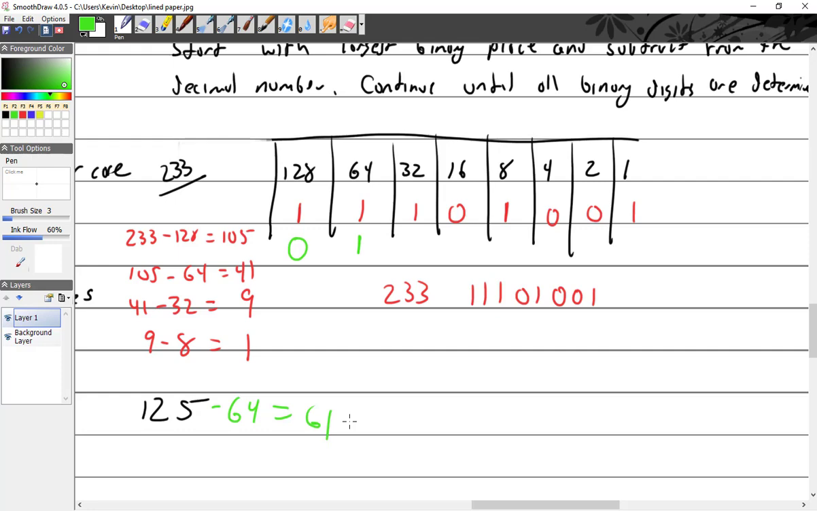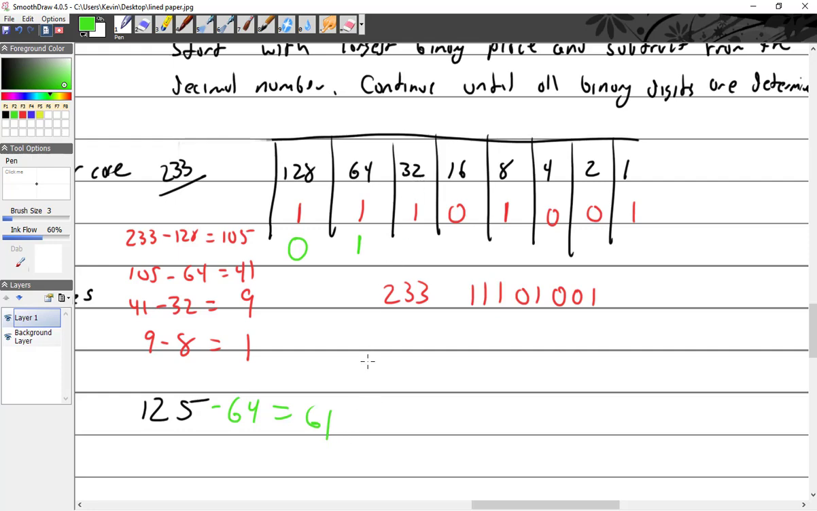Let me speak your language here. It's like I have a 125 gallon fuel tank and 128 gallons. Should I pour it in there? No. Okay, so I'll put a 0. Let's give it a shot. Can I put 64 gallons in there? Yes. All right, so I'll put a 1. How many more gallons do I have left to fill? 61. I've got 61 gallons.